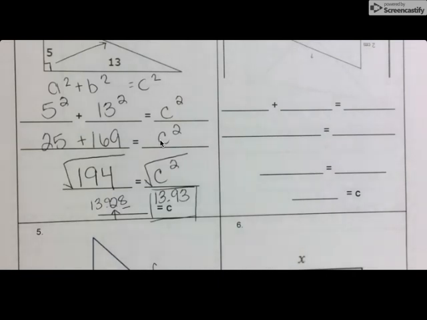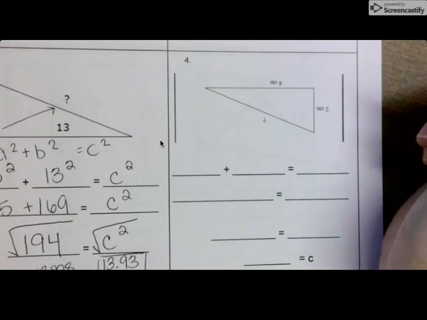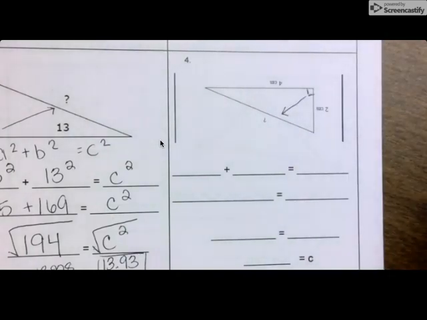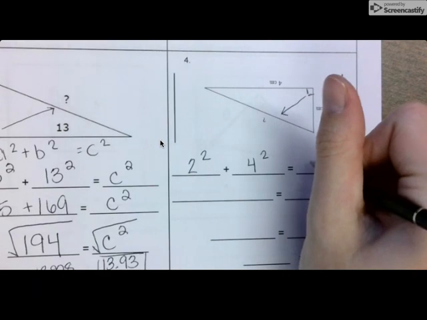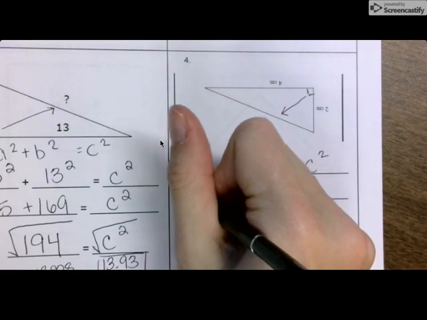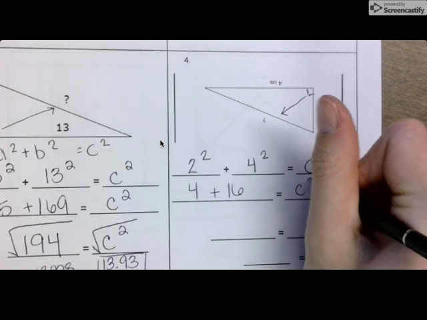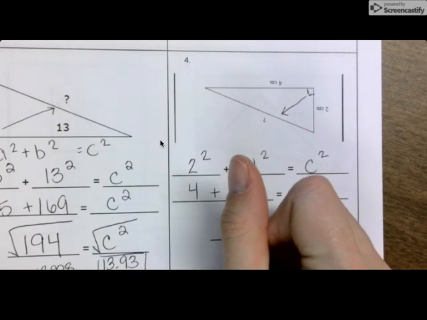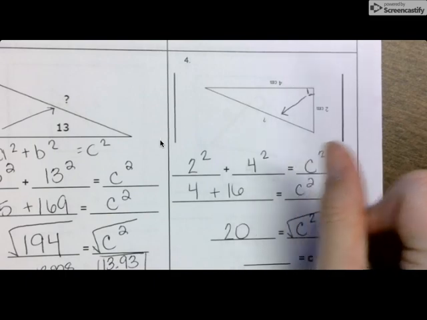Okay? This next one looks a little crazy, right? Where would that right angle be? Good, touching the 2 and the 4. So diagonal, that would be your C. So I have 2 squared plus 4 squared equals C squared. Well, 2 squared is 4. 4 squared is 16. That equals C squared. What's 4 plus 16? 20. How do I undo that squared? Take the square root.